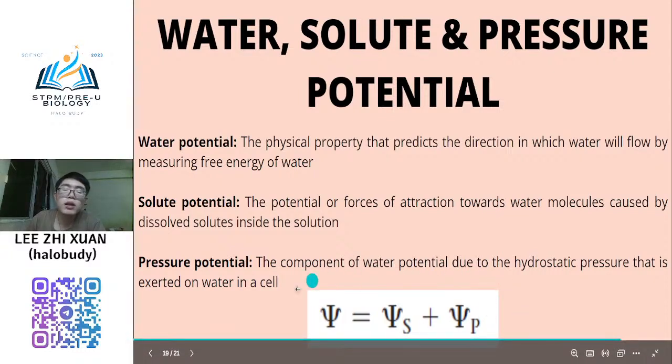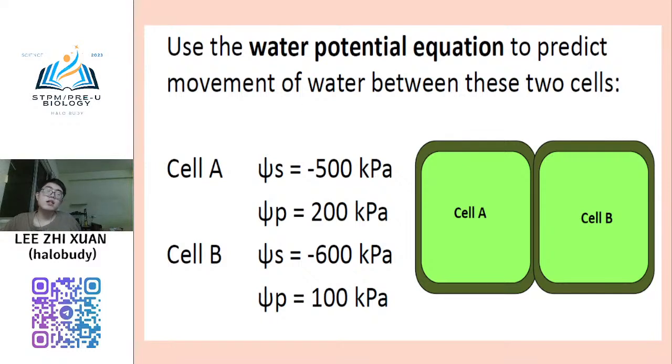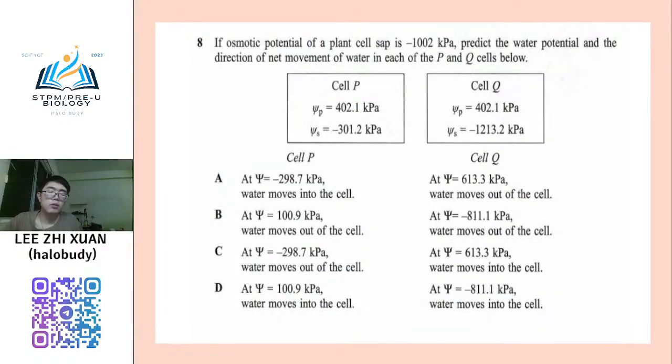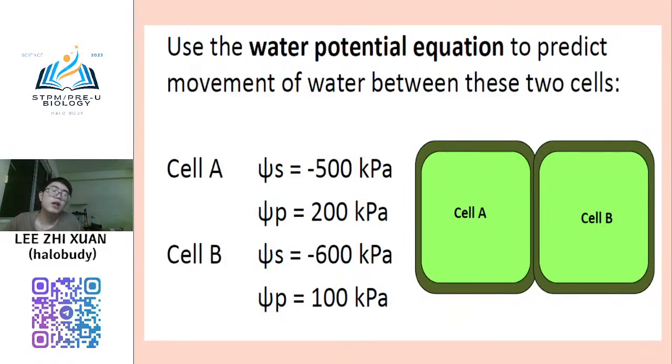And then this is the formula. If you want to calculate, water potential equals solute potential plus pressure potential. Normally this is about the calculation question. A question like this will come out, normally as an objective or structure question. So this one I don't want to give the answer. You can try yourself. It is easy.